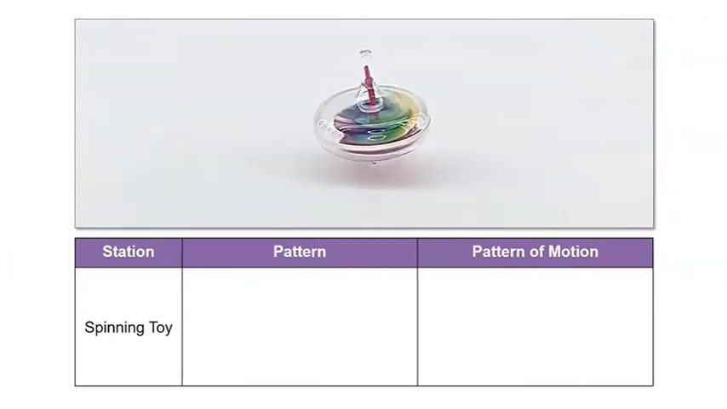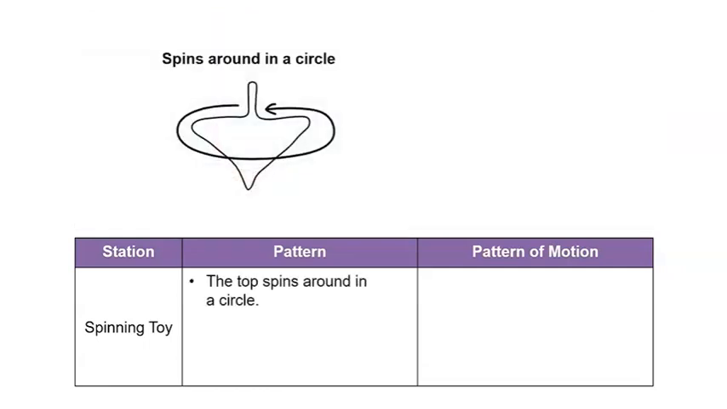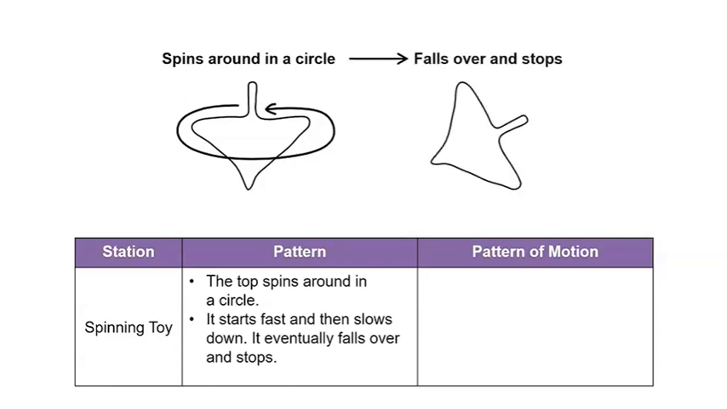What patterns do you remember from the spinning toy station? I recall the top spins around in a circle. It starts fast and then slows down. It eventually falls over and stops. We can use the word spinning to describe this pattern of motion. What other motion station did we observe?